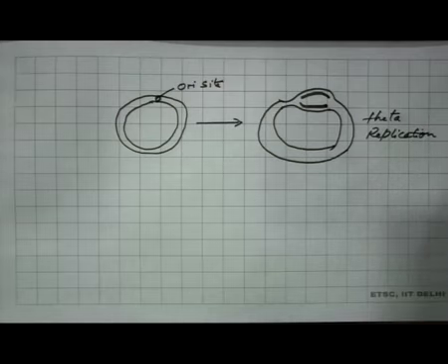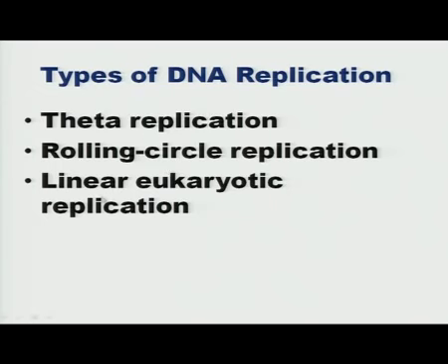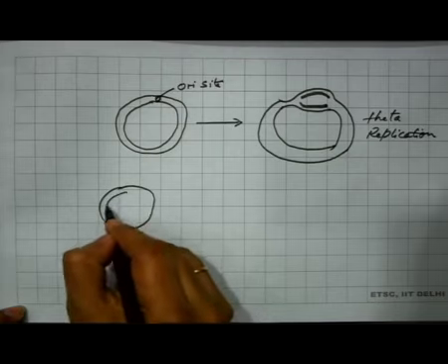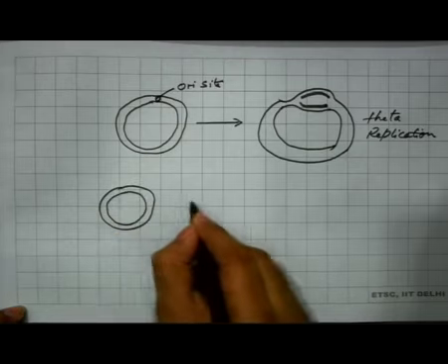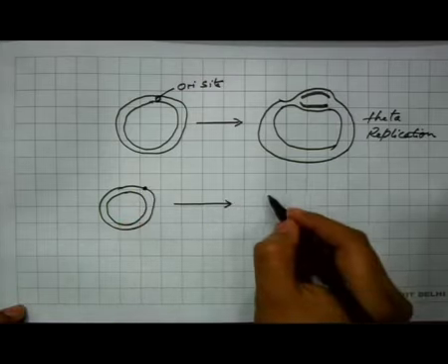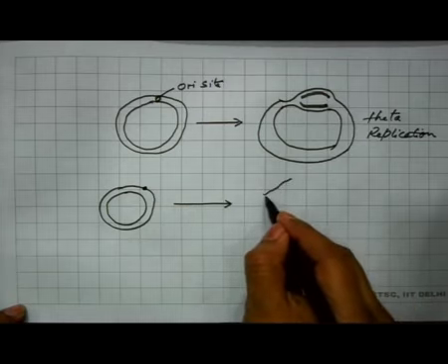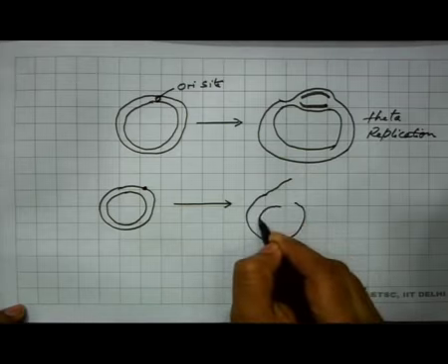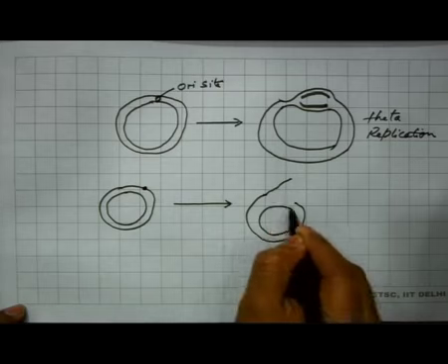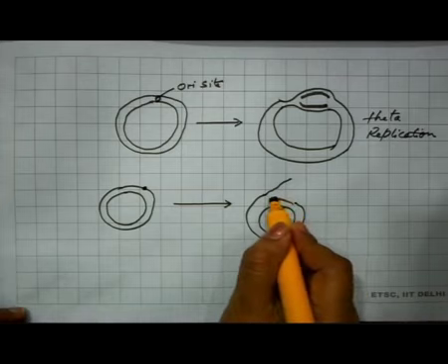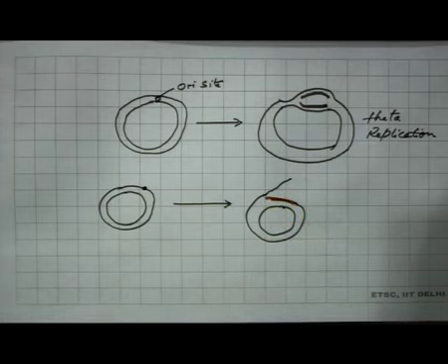The next type of replication is rolling circle replication. In rolling circle replication, if it is a circular DNA, one cut will be made in one of the strands of the DNA and that strand will get separated from the main DNA, and this gap of DNA will be copied like this and the new two DNA will be synthesized.